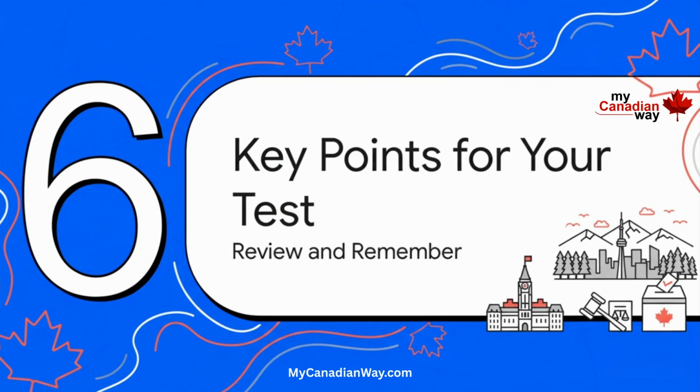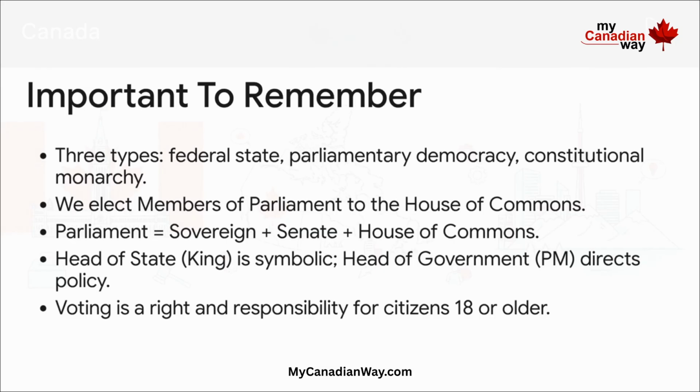Whew! We have covered a lot today. You're doing great. So let's slow down for a minute and just go over the most important points from this chapter. These are the things you'll definitely want to remember for your test. Okay, first remember those 3 key facts. Canada is a federal state, a parliamentary democracy, and a constitutional monarchy. Next, remember the 2 levels of government, federal for the whole country and provincial for each province. Remember that in our democracy, we elect people to the House of Commons, and Parliament has 3 parts, the Sovereign, the Senate, and the House of Commons.